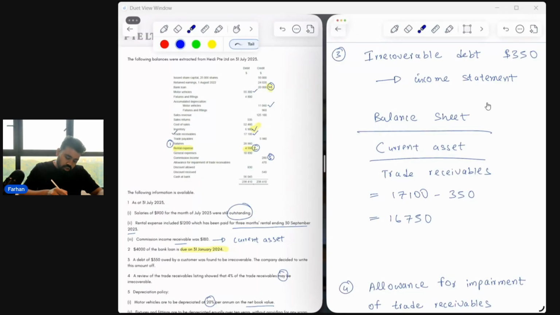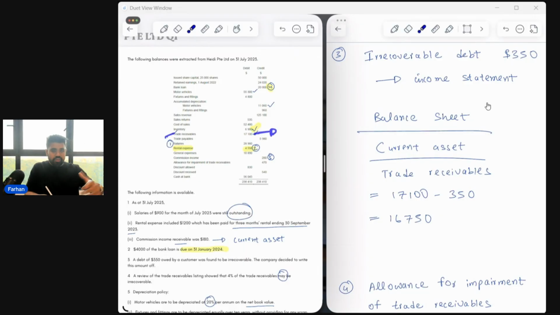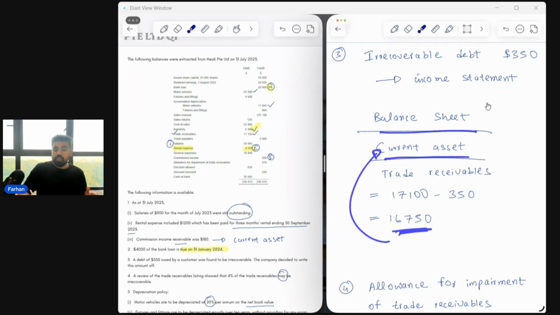So where is the original amount given here? You can see trade receivables of $17,100, okay? But this is all the credit customers of the business with whom we have made credit transactions, right? But one of them has confirmed that he's unable to pay, and that amount is $350, which we are simply taking away. So that leaves us with a gross amount for trade receivables of $16,750, and this is to be reported as your current asset in the statement of financial position, also known as the balance sheet.